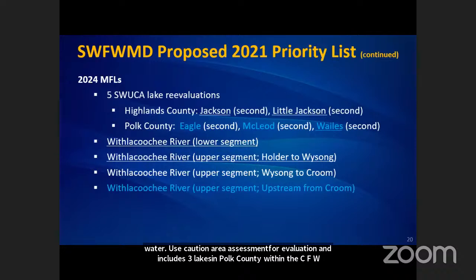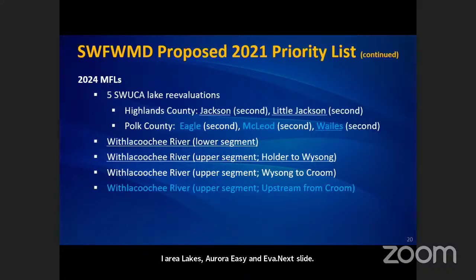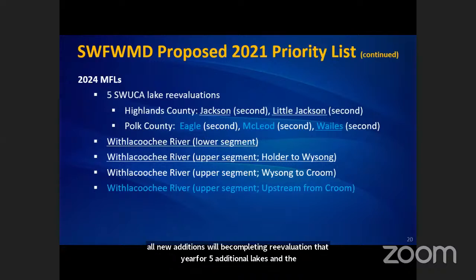2024 is a new year for our priority list and schedule, which extends out 3 years. So these are all new additions, and we'll be completing reevaluations in that year for 5 additional lakes in the Southern Water Use Caution Area, including several, Eagle, McLeod, and Wales within the CFWI area.